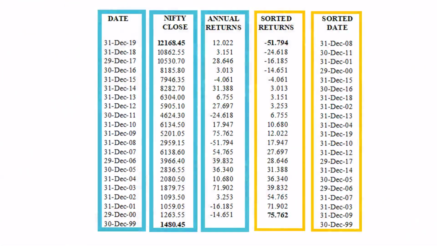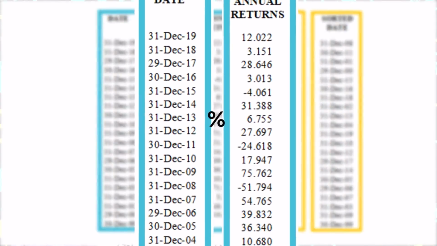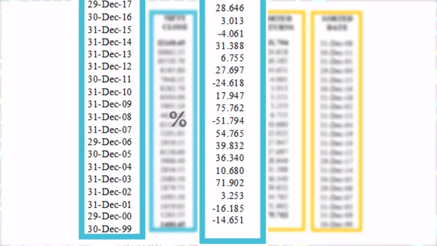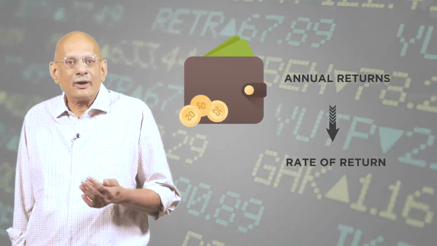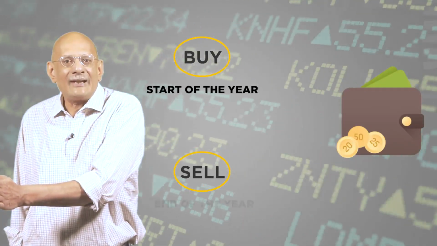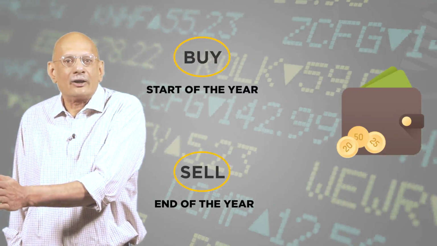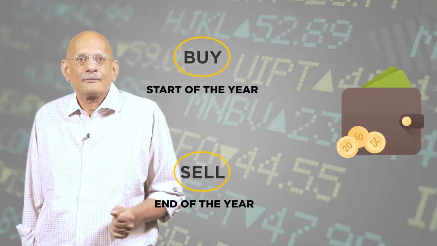Table 1 in column 3 reports the value of the Nifty at the end of each year and the annual returns that investing in that Nifty index would have generated for you. Annual returns simply represent the rate of return you would have earned if you had bought the Nifty at the start of the year and sold it at the end of the year. It's not the CAGR of 11%, which many of you might be comfortable with. So let's take a first pass at risk.